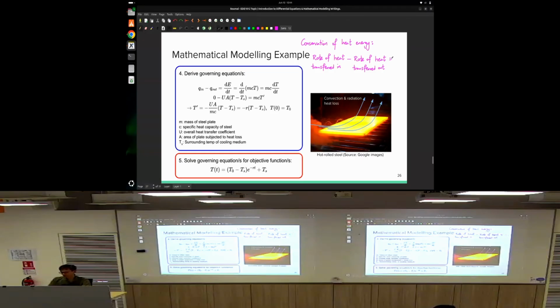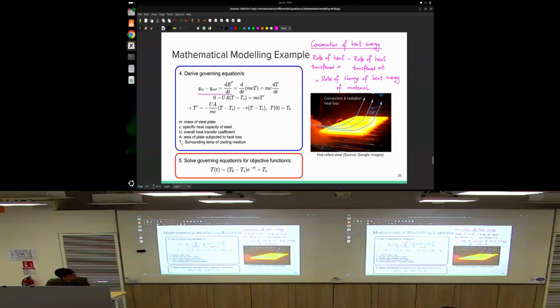Okay, let me write on the next line. I spell it better. So this is the conservation of heat energy. Very simple conservation law. Correct. Okay, so you can see here, this is your Q in, rate of heat energy in. Then this is your Q out, rate of heat energy out. Then equals dE/dt, the rate of change of heat energy of the material.